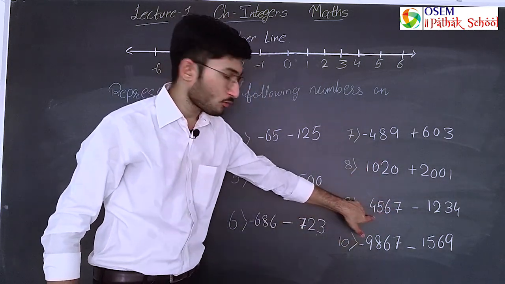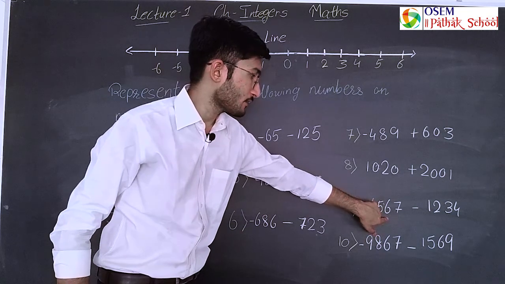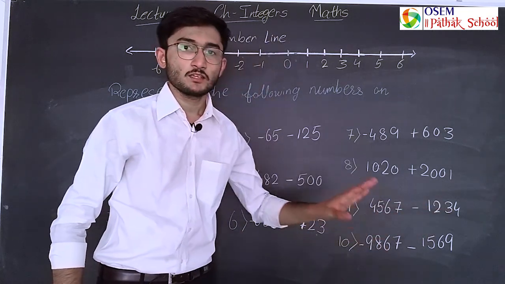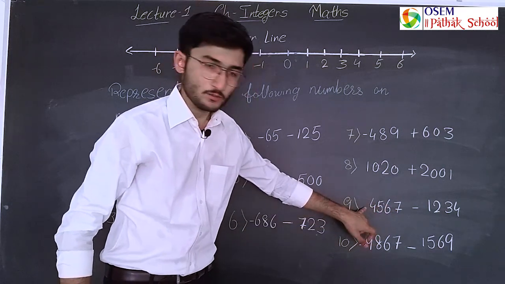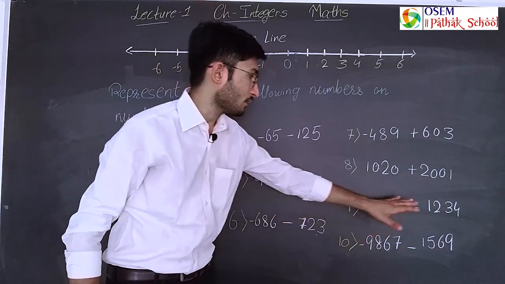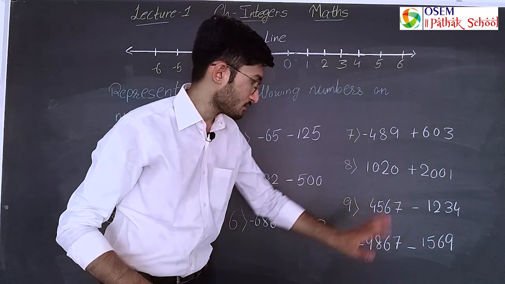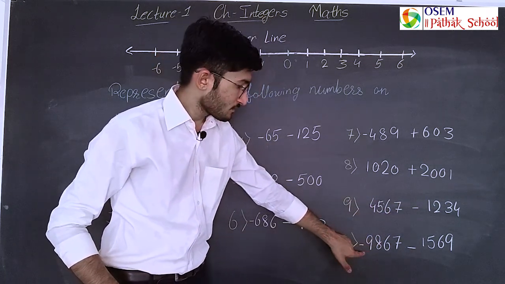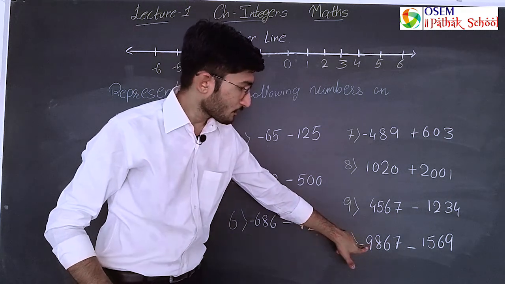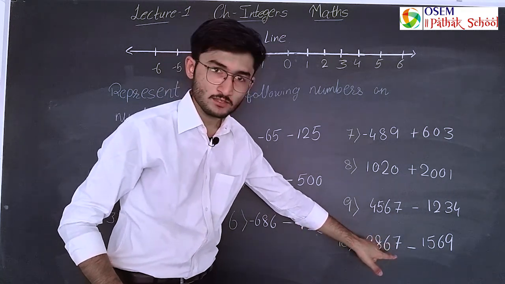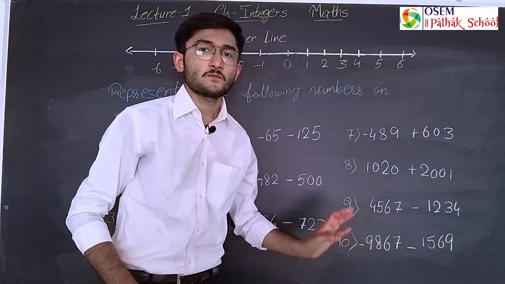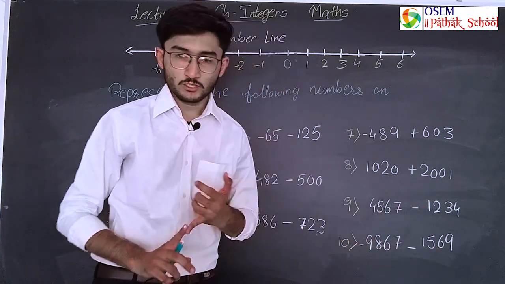Ninth one, 4567 minus 1234. Here one is a positive integer and another one is a negative integer. Last but not the least, here it is a minus sign, 9867 minus 1569.